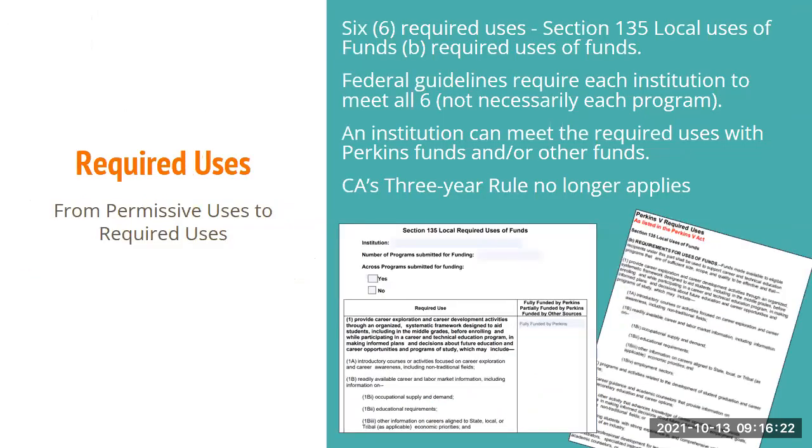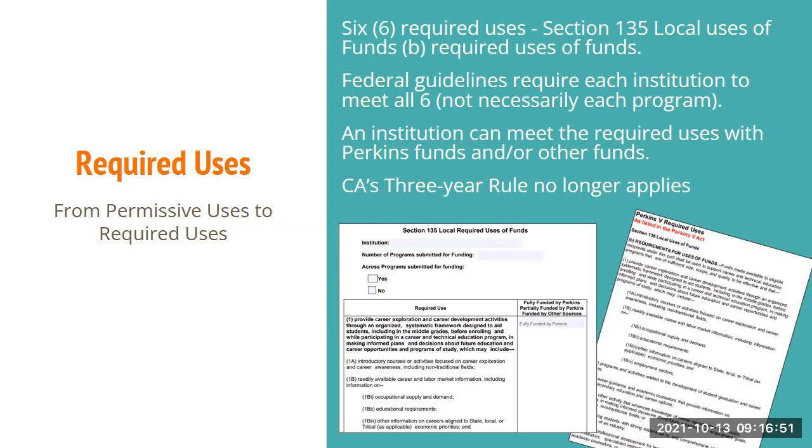So for our required uses, Perkins 5 has, Perkins 4 had the permissive uses, right? So we all remember those many permissive uses. Perkins 5 at the local level removed permissive uses. There are some at the state level, but not at the local level. And they've been replaced with 6 required uses of funds within the Act. And the federal guidelines require each institution to meet all 6, not necessarily each program though.